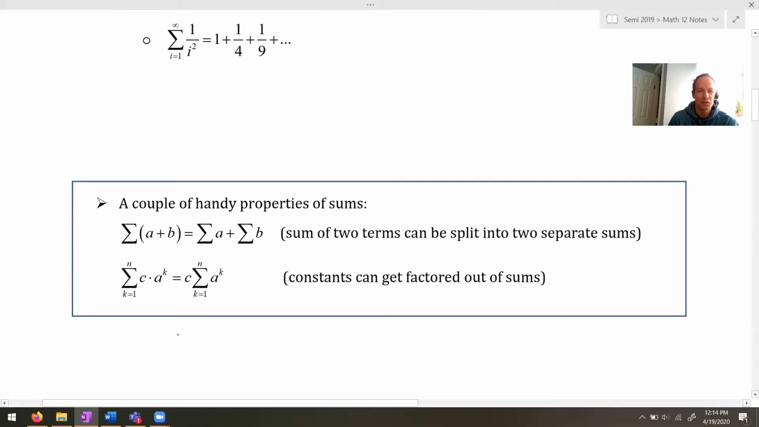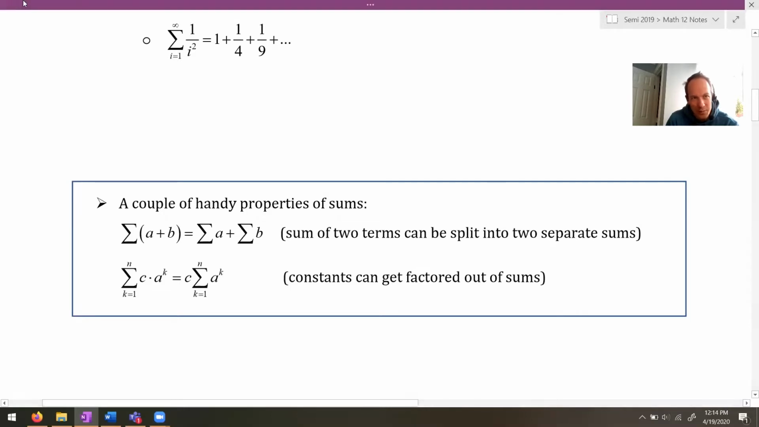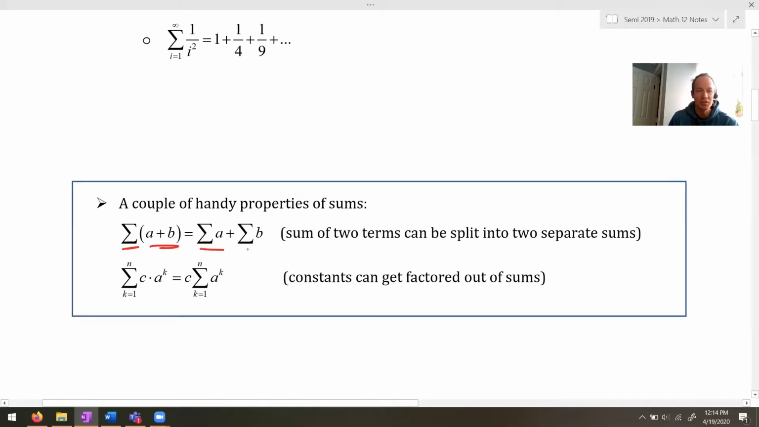So the first one here says, if you've got a couple things added together and you're doing a sum with both of those things, I guess it's kind of like a sum of a sum, you can actually split it up into two different sums. So this would be like if we had, let's see, k equal to 1 goes up to 4, and this would be k plus, and I'll just pick a number here, this could be 2.